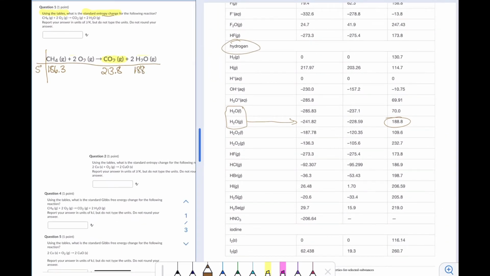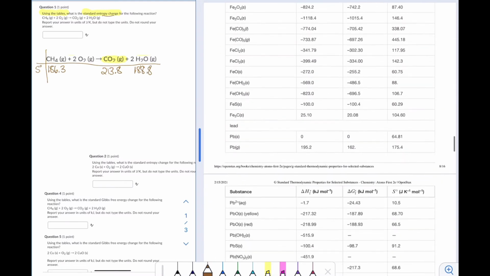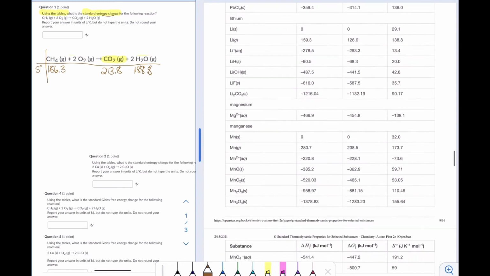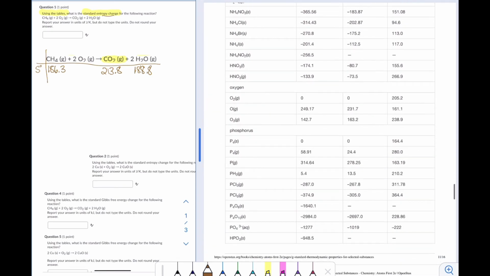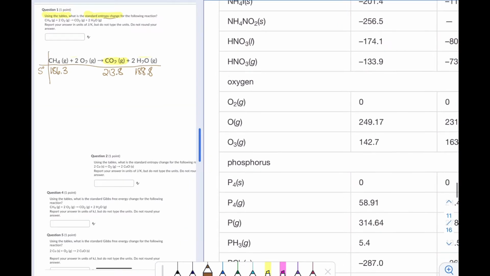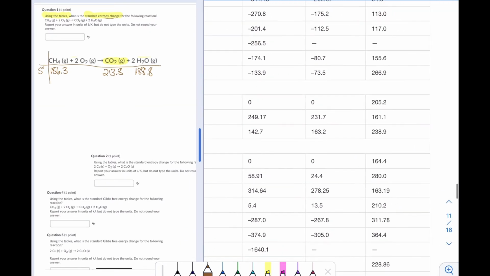All right. And now I'm going to scroll down to oxygen and find my O2. There is my oxygen. Again, make sure you're grabbing O2, make sure it's a gas, and it's 205.2.